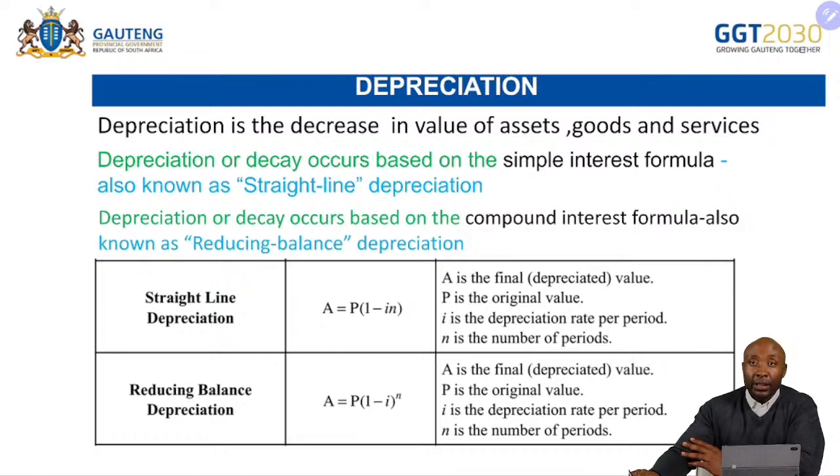Simple interest, where there was a plus, we are now replacing it with a minus. On the reducing balance depreciation, it's the same as the compound interest formula, but we are changing the operation sign. Now, instead of a plus i, it's a minus i. You are able to see that A is the final depreciated value, P is the original value, i is the depreciation rate per period, n is the number of periods. They are the same here.